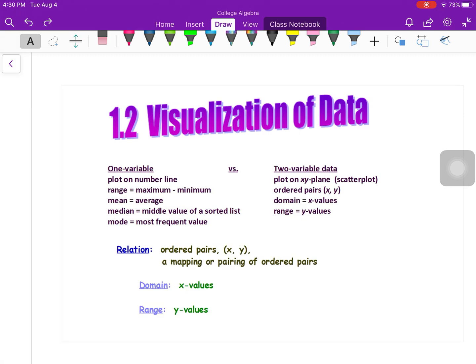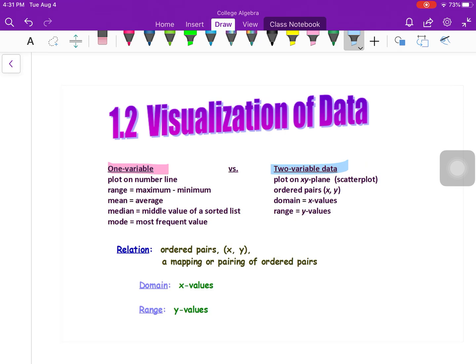Today we're going to talk about the visualization of data. And we have two kinds of data that we're going to look at. The first is called one variable data. And the second is called two variable data. When you have one variable data, it simply means that you're just looking at one of the variables. For example, I might just look at test scores and analyze some things about test scores.